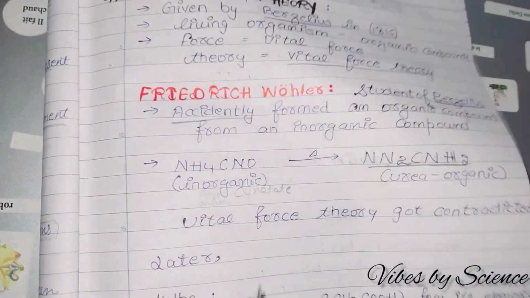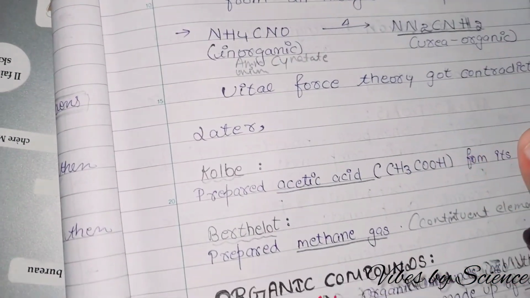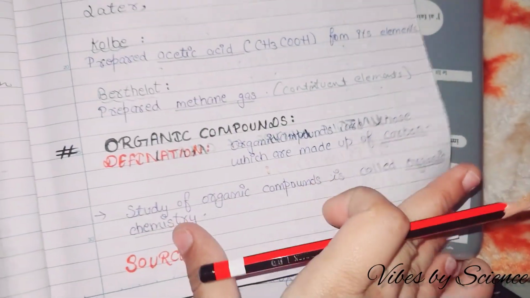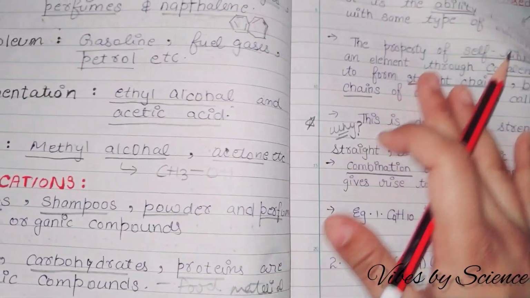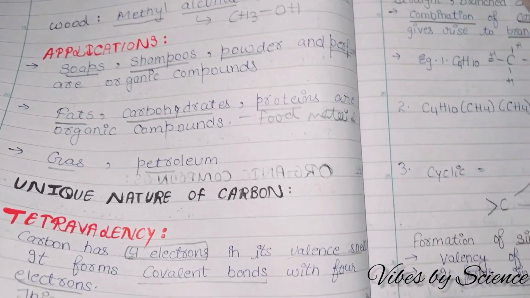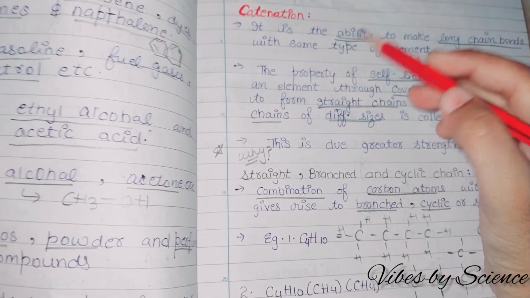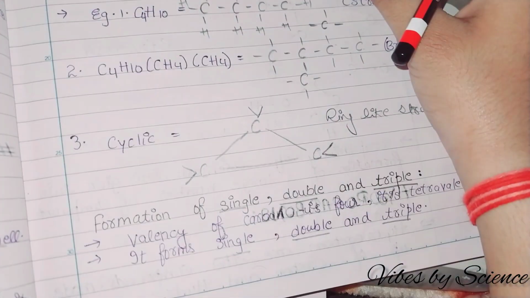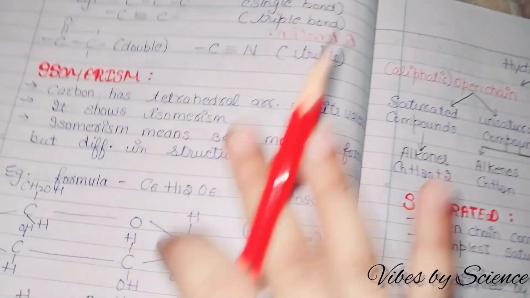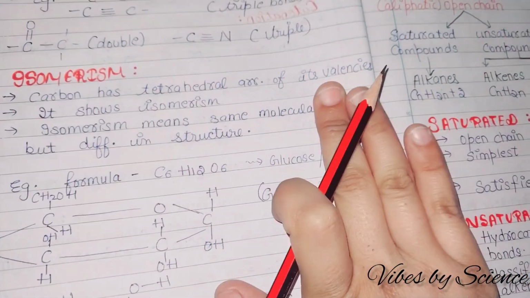So I told you about the definition of organic compounds at the end of the day, and their sources, their applications, and the unique nature, that was tetravalency, catenation, formation of double, single and triple bonds. And what we need to study today is isomerism. Today we will study the concept of isomerism.